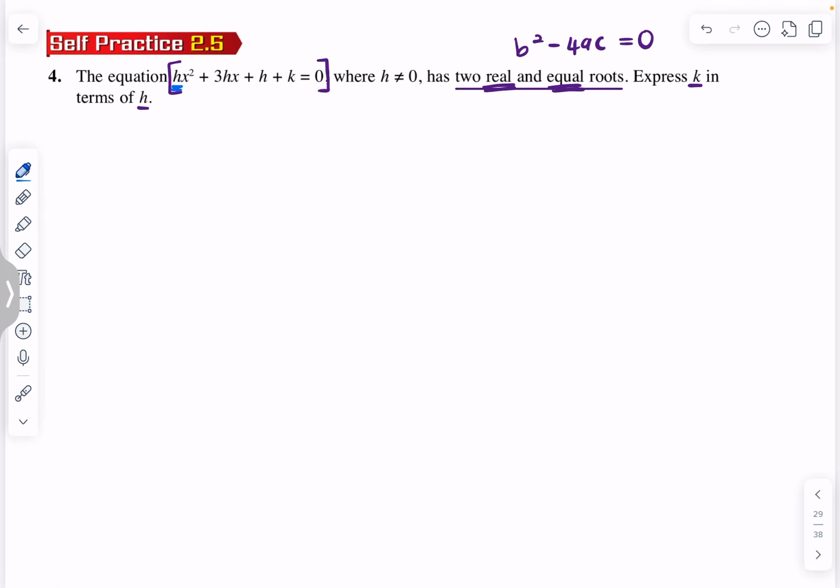This will be our a. A is the coefficient of x squared. Then b will be the coefficient of x. And c will be the ones with no x, just the constants. So now that we have a, b and c, we can put it into our discriminant.